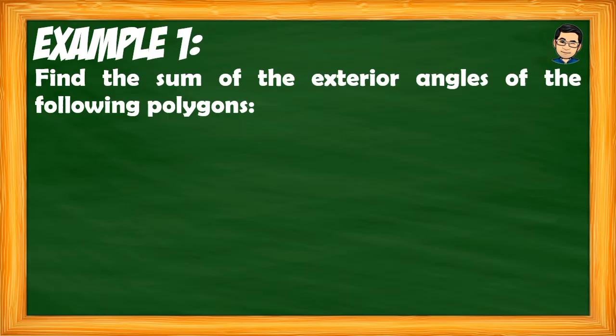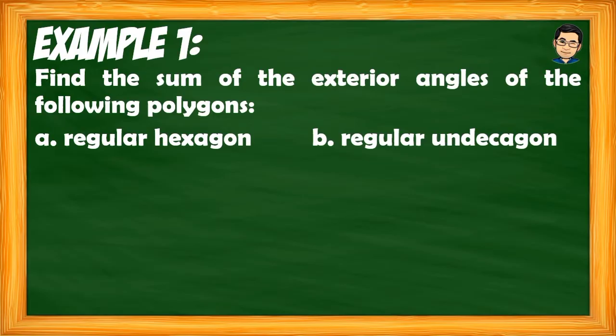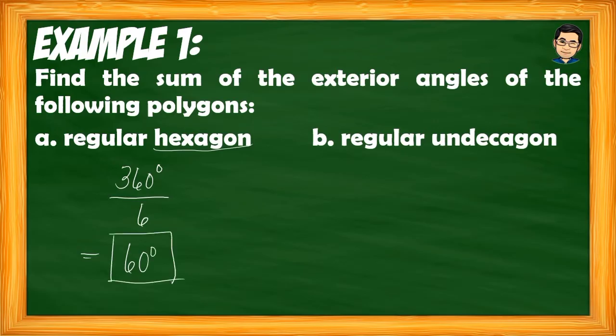Find the measure of the exterior angle of the following polygons. So una, regular hexagon. Hexagon has 6 sides. So if we will divide 360 degrees by 6, our answer will be 60 degrees. Sir, ano po ba yung 60 degrees na yan? So ang 60 degrees na yan, yan po ang sukat ng isang exterior angle ng regular hexagon. Okay. What about letter B?